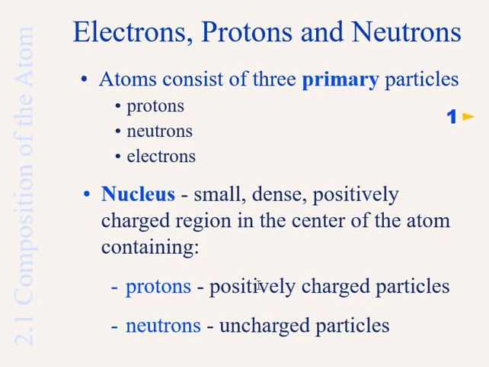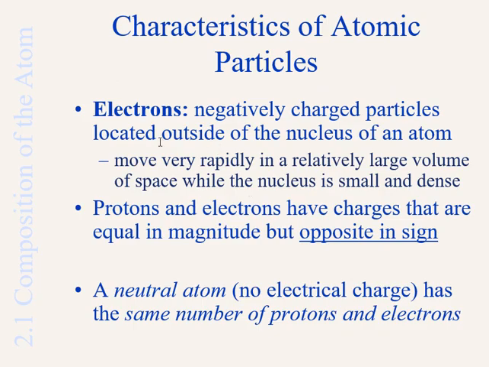There are three possibilities: positive charge, negative charge, or no charge. Protons carry a positive charge, neutrons carry no charge, and electrons carry a negative charge. So the protons and the neutrons are in the center, a very dense small region called the nucleus, and it's positively charged because protons are there. Electrons, on the other hand, are located outside of the nucleus of the atom. They are very fast moving, and they occupy a lot of space compared to the size of the nucleus.